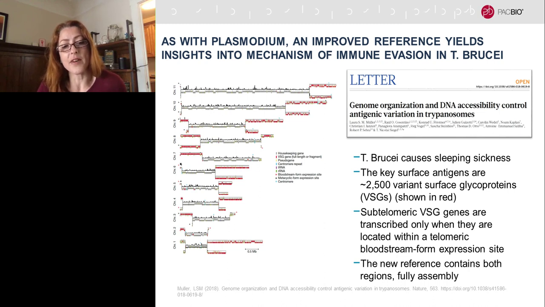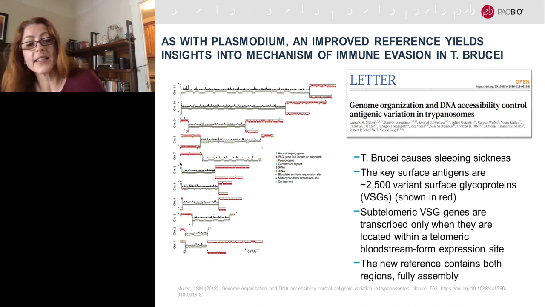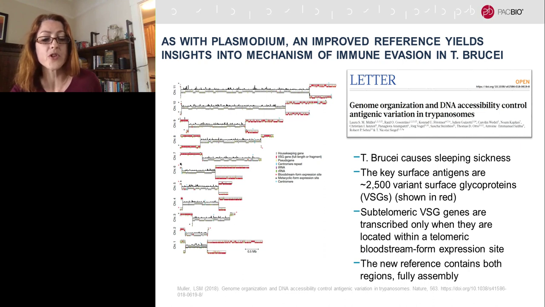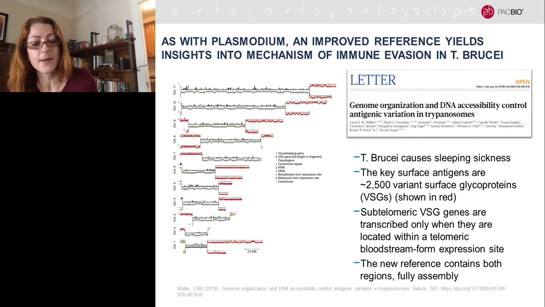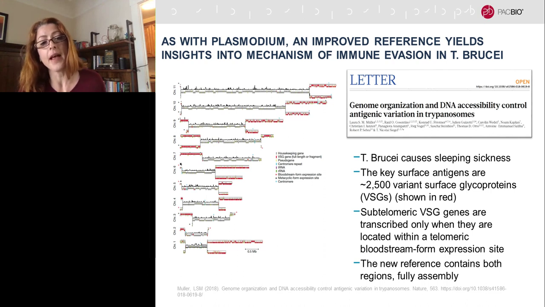And particularly interesting here is that these genes are only transcribed one at a time. They are mutually exclusive, and they are only transcribed when they have been transposed or located within a telomeric bloodstream form, or BES, expression site. And so one of the challenges before is that neither the subtelomeric VSG dense regions nor the BES sites were well assembled in the prior genome, and now they are both very well assembled in the new genome.